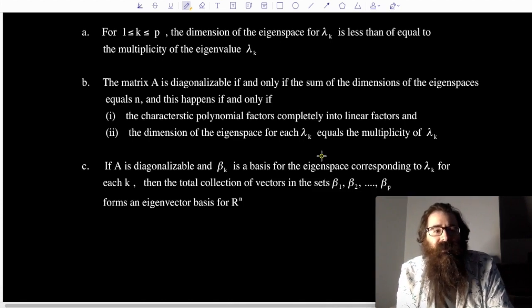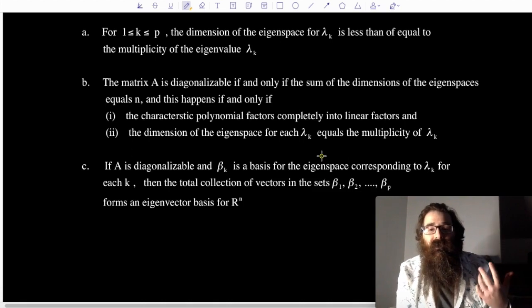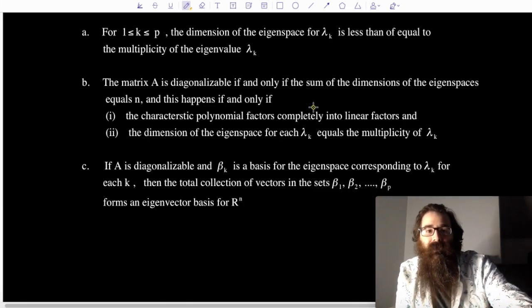And then lastly, if A is diagonalizable and beta sub k is a basis for the eigenspace corresponding to eigenvalue lambda sub k for each k, then the total collection of these vectors in the sets forms an eigenvector basis for the vector space Rn. If I have enough of these linearly independent vectors, it will build me a complete basis out of eigenvectors. We call that an eigenvector basis.